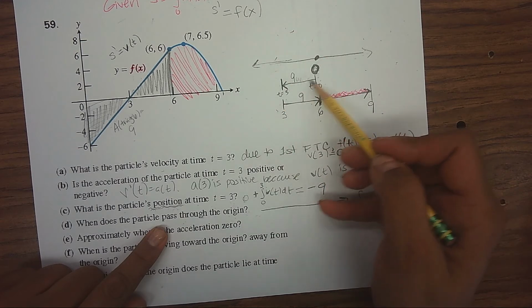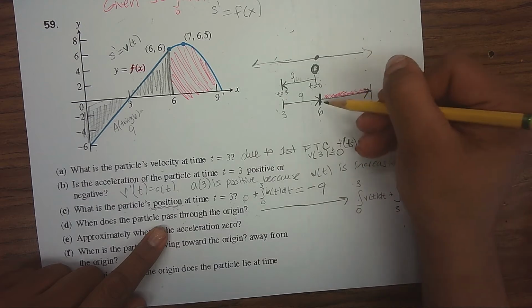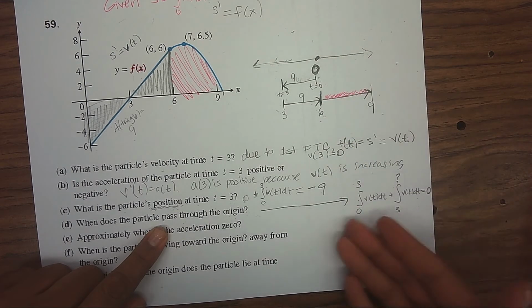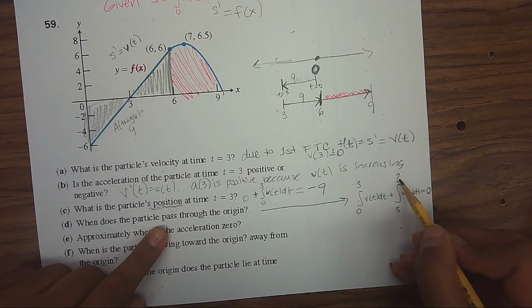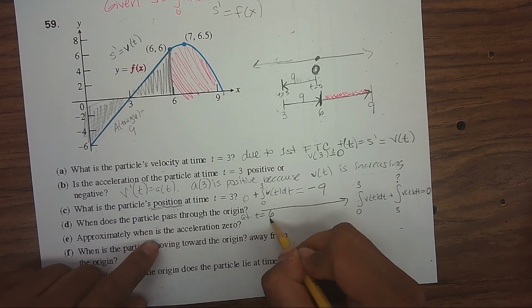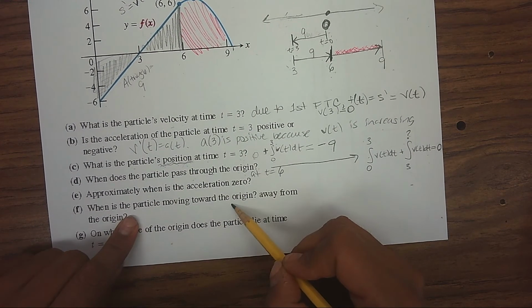Common sense: it went left 9, and then the next 3 seconds it went right 9, so it's back where it started, so the answer is 6. Calculus requires this integral to be shown. You want the integral to come out to be 0, so this upper limit is at t equals 6. Part E is really easy, so I'm going to skip it just to save some time. I'm going to go on to F.